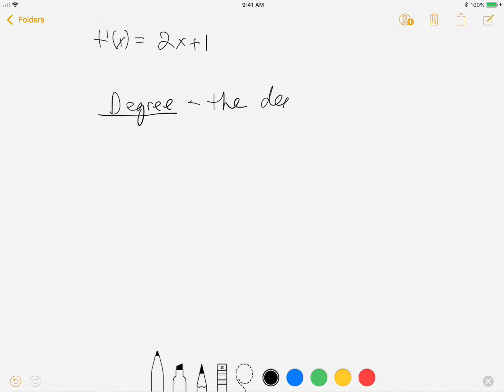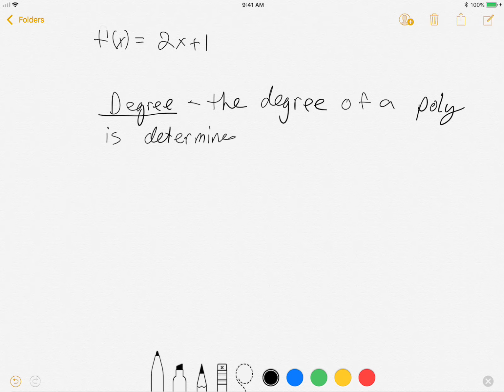The degree of a polynomial, and I'm going to write poly from now on just because it's shorter, the degree of a polynomial is determined by the largest exponent on x. So we look at all the terms and see which x has the largest exponent, and that's going to determine the degree.